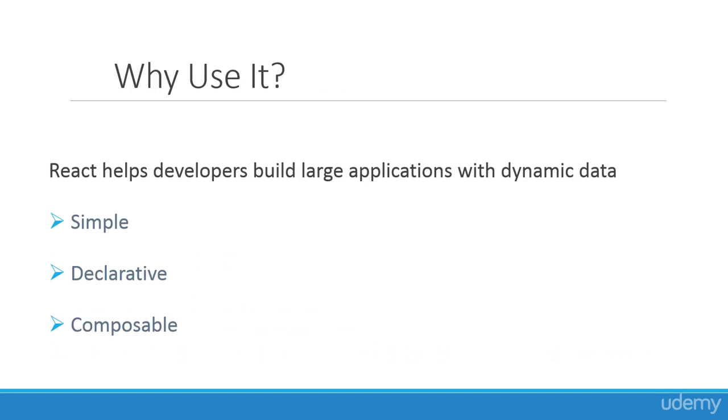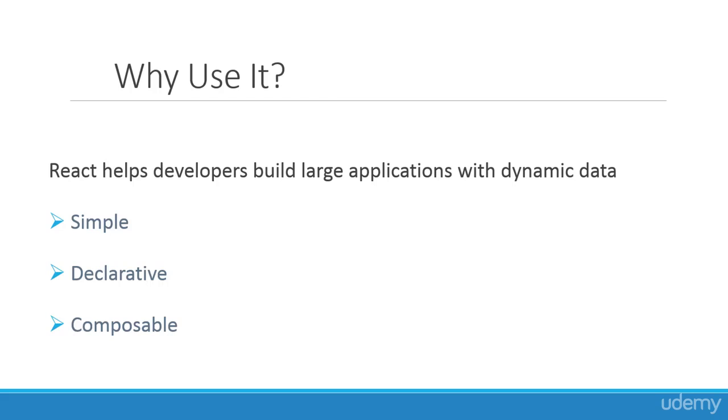So why would you use React? Well, of course, because it helps developers build large applications with dynamic data. Alright, so React is simple in that at any given point in time, React automatically manages your UI and your UI updates whenever your underlying data changes. So it does a lot by itself. Now, it's declarative because when it hits the refresh button internally, it only updates what needs to be updated as opposed to the entire application, which makes it really fast and efficient.